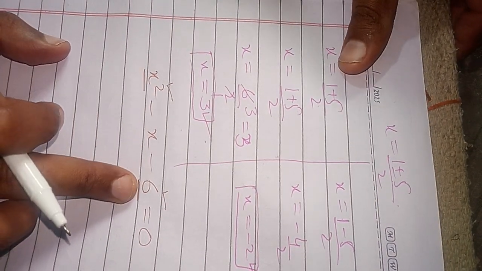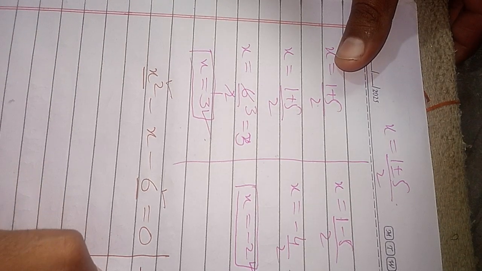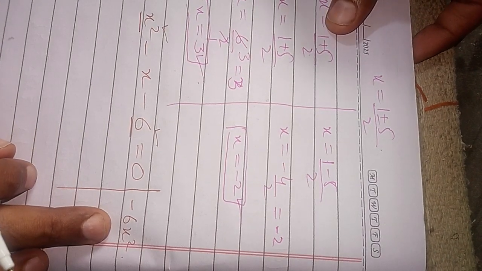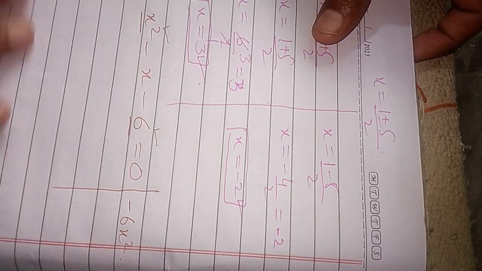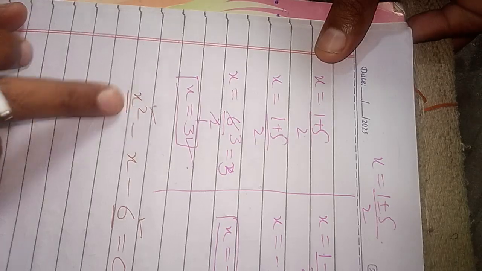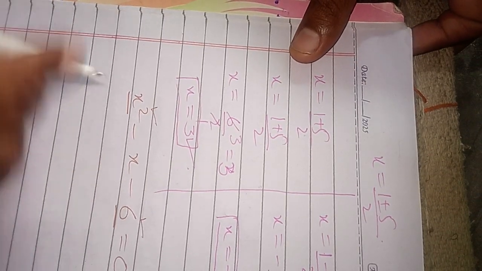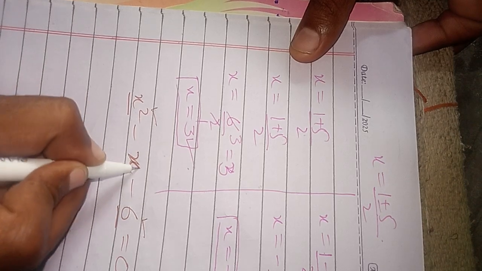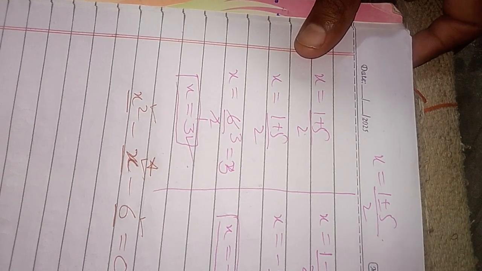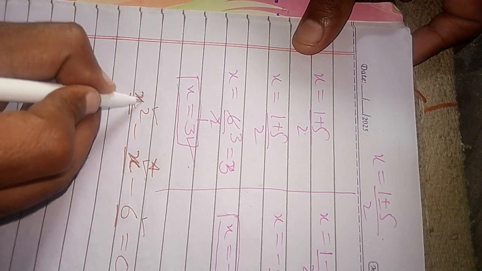Let's multiply them. If we multiply them, this is minus 6 and this is x square, so we will get minus 6x square. This is the minus 6x square that we have received. There are three terms, 1, 2 and 3. To make them four, we have to apply the middle term formula, which will divide this middle term into two terms, and we will factorize after that.